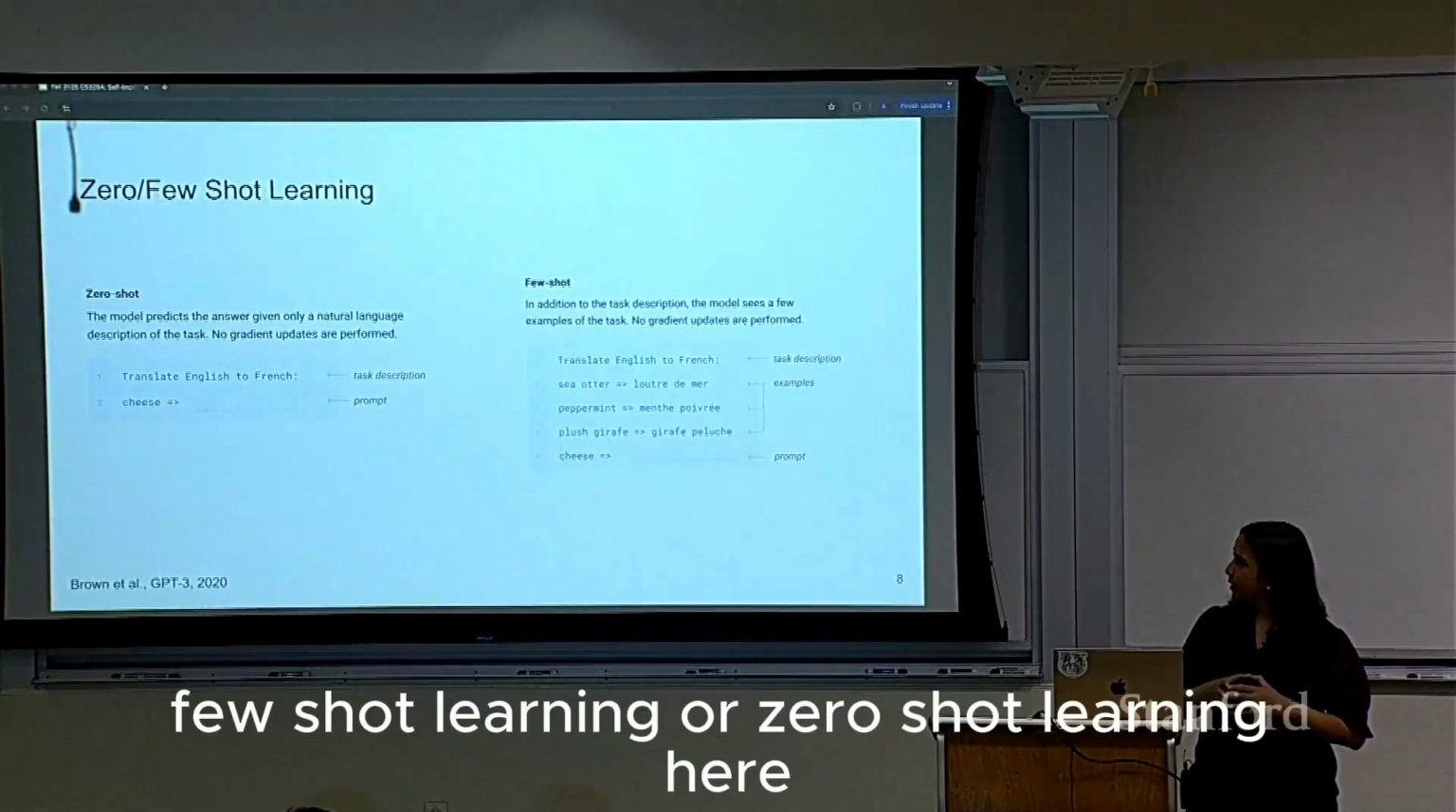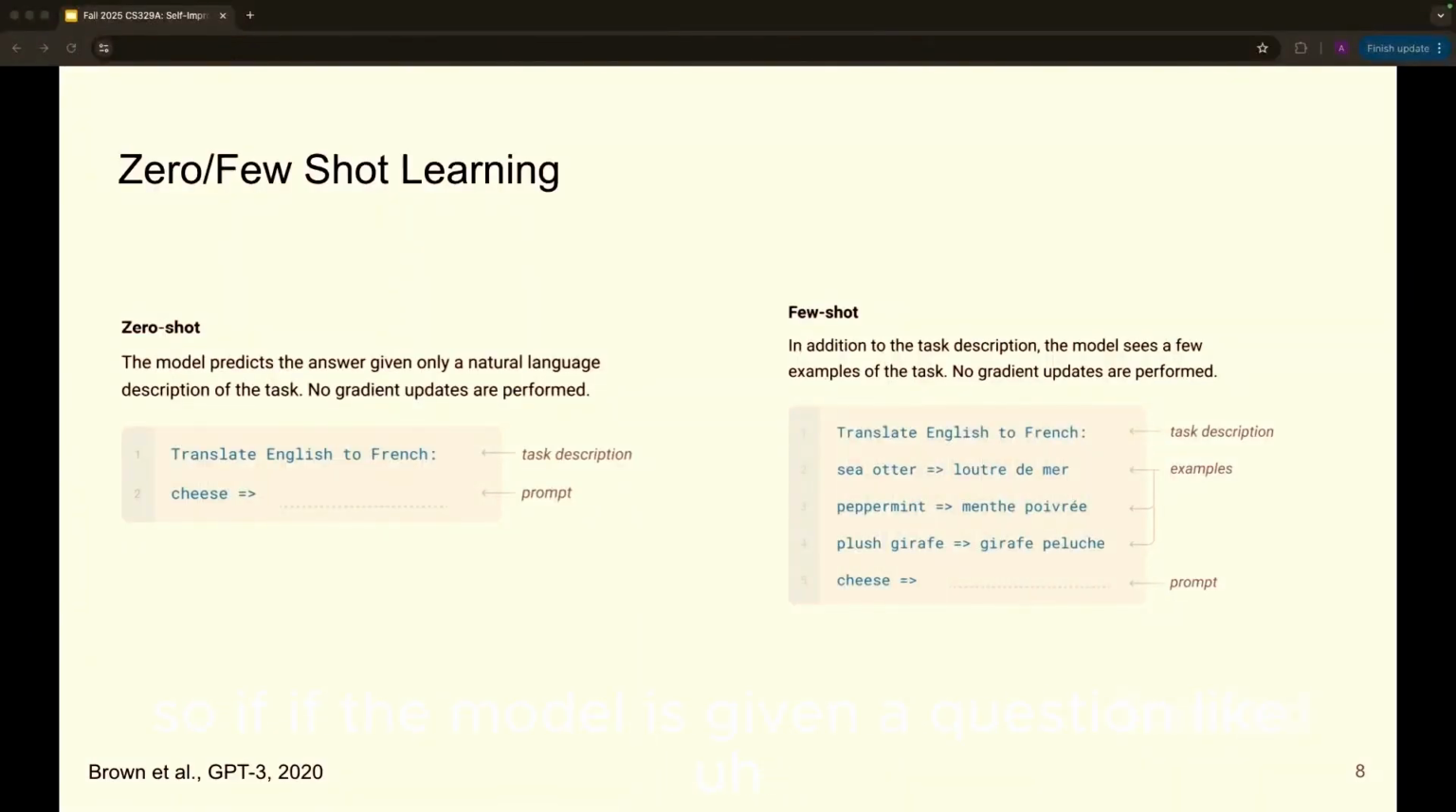So just to understand few-shot learning or zero-shot learning here: if the model is given a task like translate English to French, this is called a prompt. It's given a task, translate English to French, and then it's asked to translate cheese to whatever the French word is. If the model can predict the answer without actually being trained on the specific task, that would be called zero-shot learning. And then for few-shot learning, in addition to giving the description of the task, you're also giving a few examples. So in this particular case, it's given translate English to French, and a few examples of the translation from English to French, and then it's asked to translate cheese, and it's able to translate that.